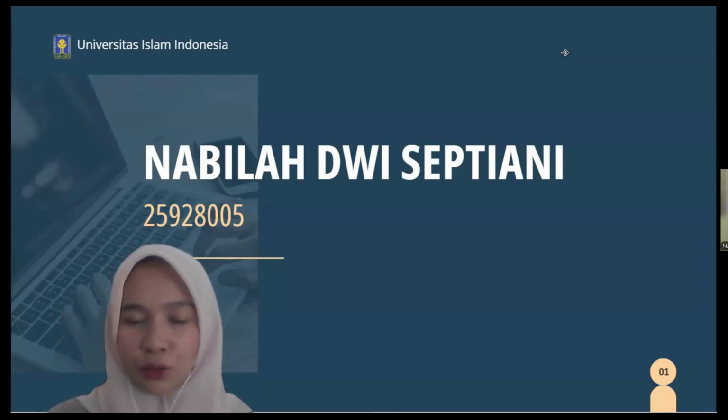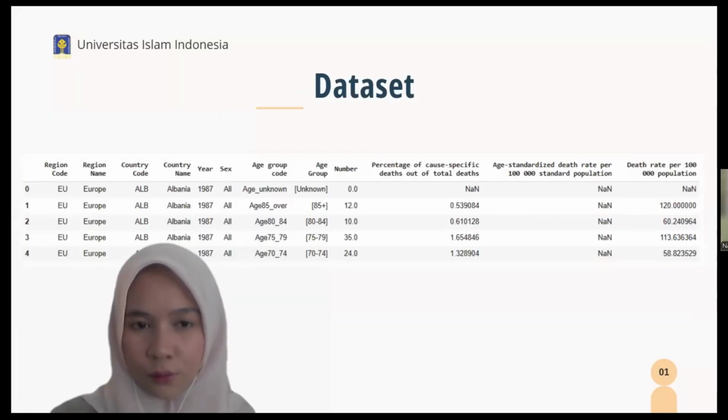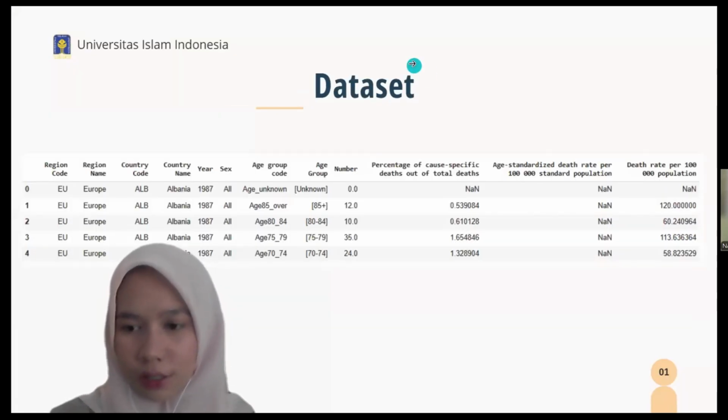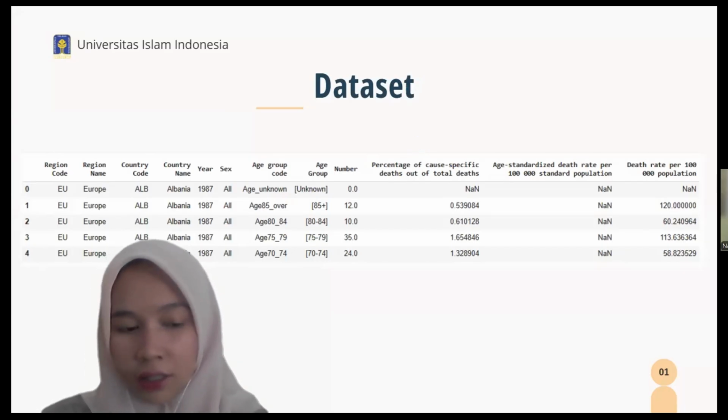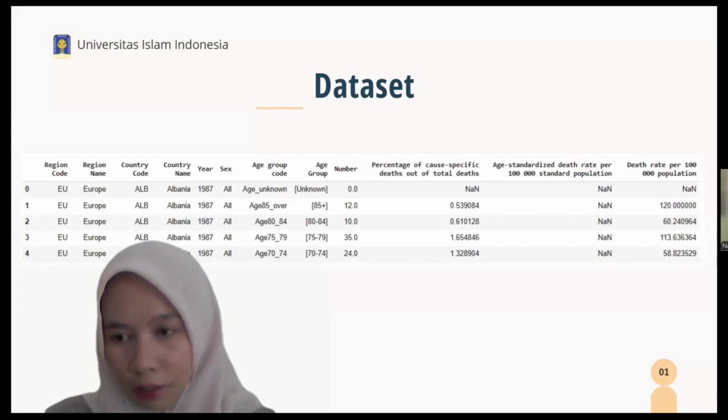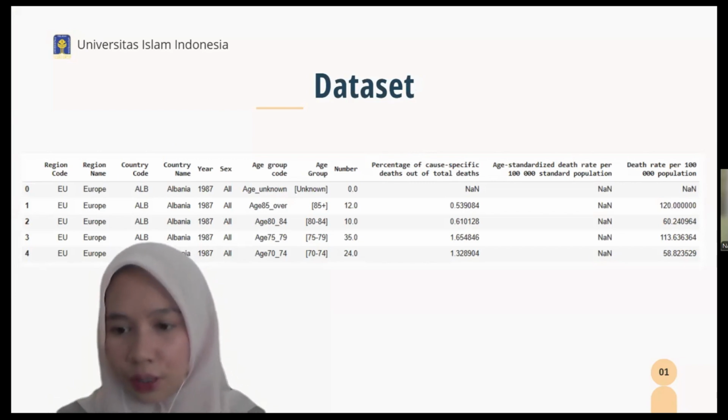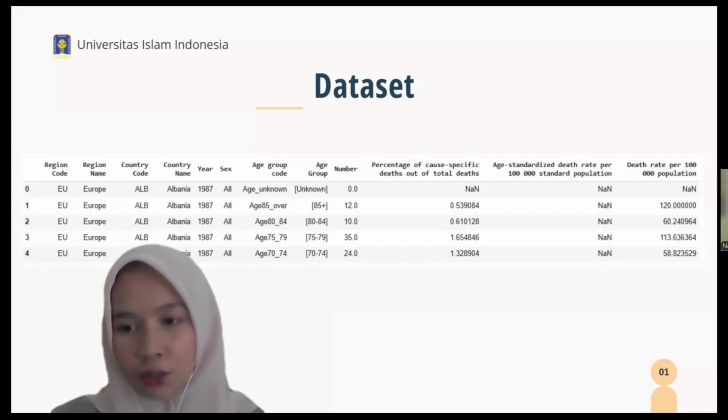So here I want to show you my result of my analysis. So the data set displayed represents mortality statistics by country, year, and age group. Each row corresponds to a specific age group with a given country and year.